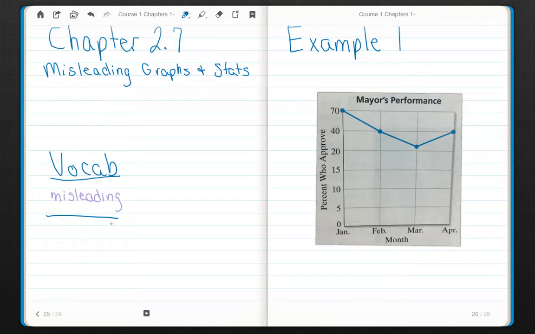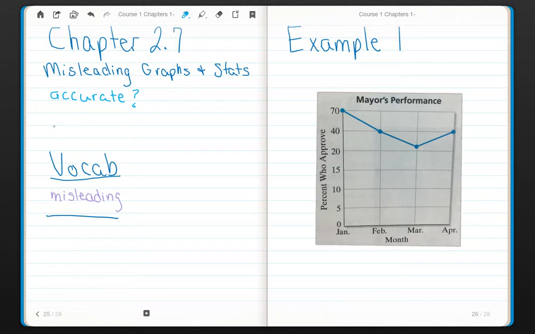The purpose of misleading graphs and stats is to be able to look at graphs and tables and ask yourself a couple of important questions. First, is the graph that I'm looking at accurate? Because if the information isn't shown accurately, it can skew what you think about it, or change what you think about it because the information isn't necessarily correct.